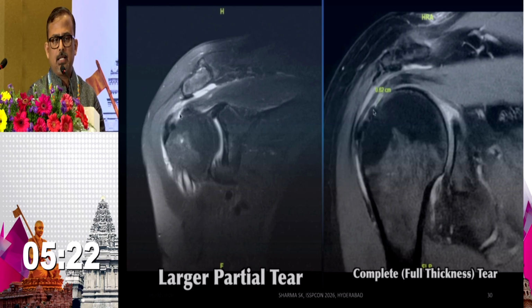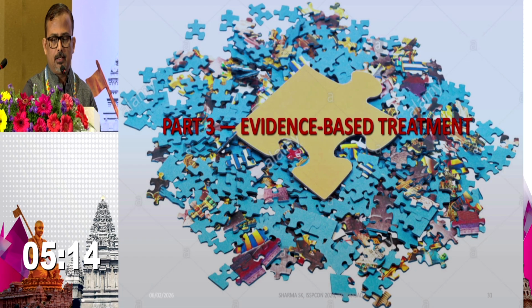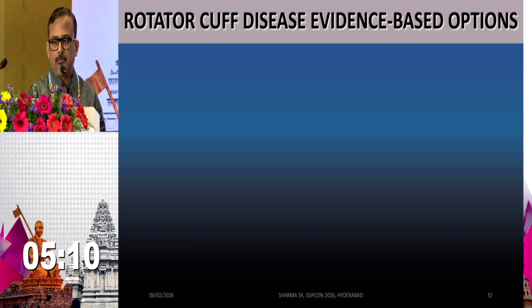Then you have the MRI, it is the gold standard. And MRA means you inject a dye, in cases of labral tears or the axillary recess, which you can identify. Coming to the last part, which is evidence based.